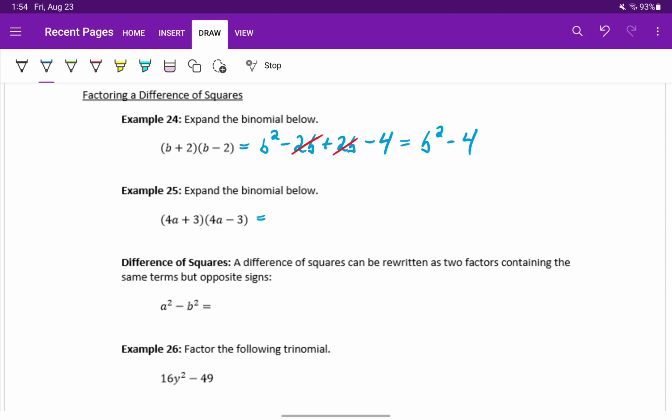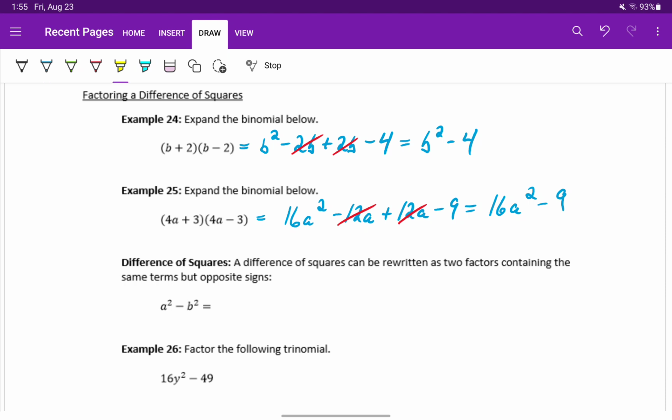In 25, we'll have 16a squared minus 12a plus 12a minus 9. And again, our middle two terms will cancel out since the coefficients are opposites, leaving us with 16a squared minus 9.